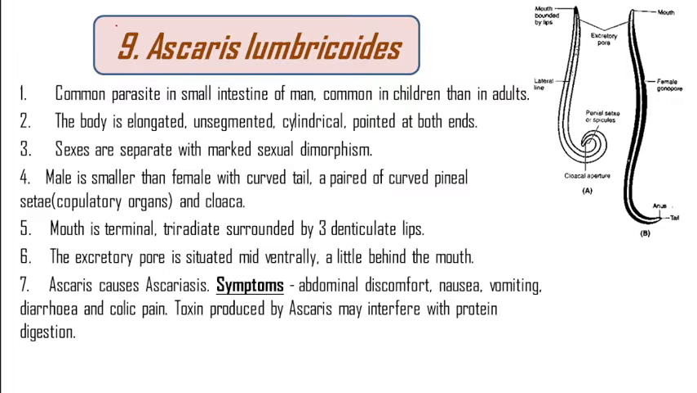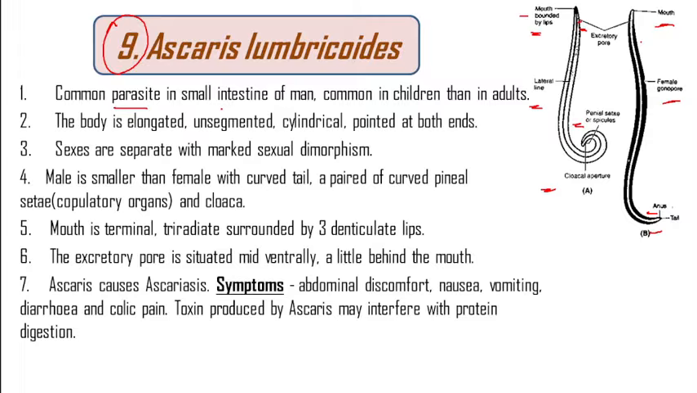Okay, the ninth spot is going to be any disease causing organism. So you have to identify, ma'am is going to show you the actual specimen of Ascaris or an image of Ascaris. You have to identify and draw the diagram. This is the female Ascaris: mouth, female gonopore, anus and tail, excretory pore, mouth bounded by lips, lateral line, cloacal aperture, penial setae or spicules.